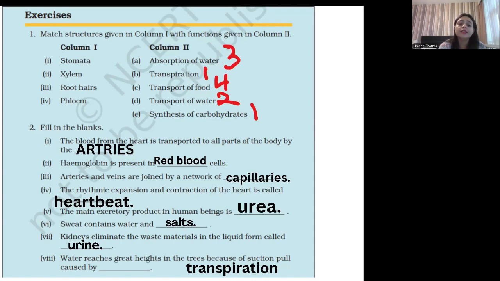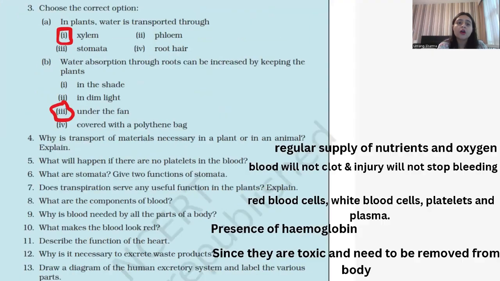Water reaches great heights in the trees because of suction pull, as I've already told you, which is caused by transpiration. So water, nutrients, and everything is transported by the plant to the entire body through a suction pull, which is known as transpiration. Choose the correct option. In plants, water is transported through xylem. Water absorption through roots can be increased by keeping the plant under the fan, because obviously the suction pull will accelerate at that time.